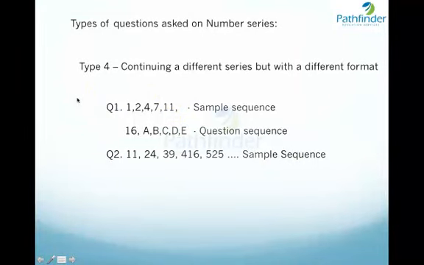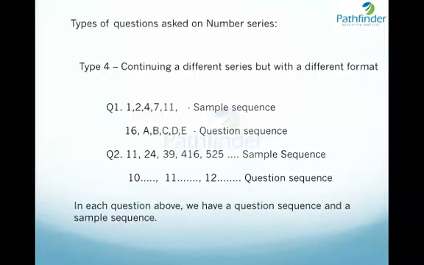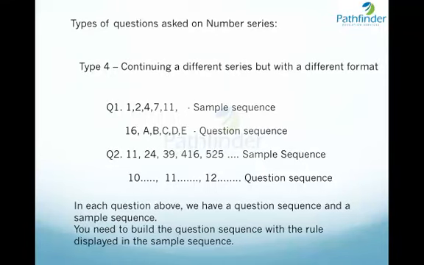So question number 2, again you have a sample sequence, you have a question sequence, and you have to find out the missing numbers based on the rule provided in the sample sequence. So in such questions, you have a question sequence and you have a sample sequence, and you need to build the question sequence with the rule displayed in the sample sequence.